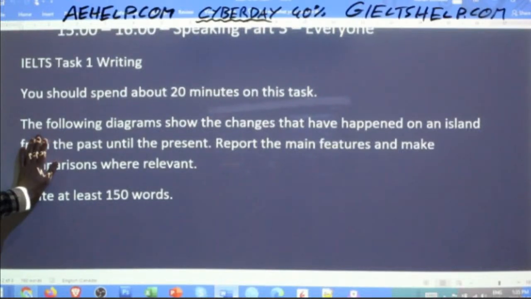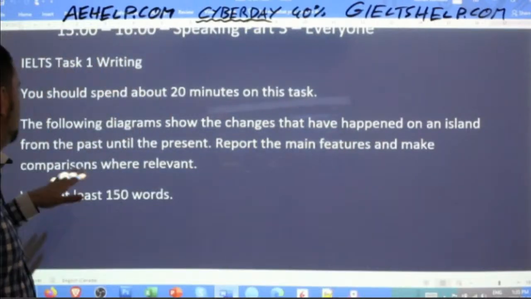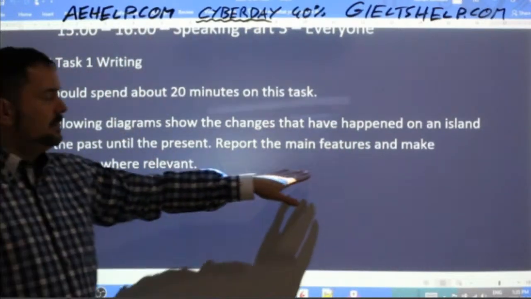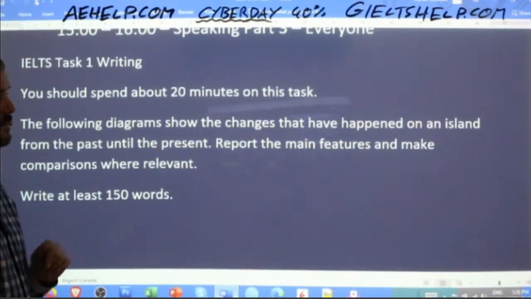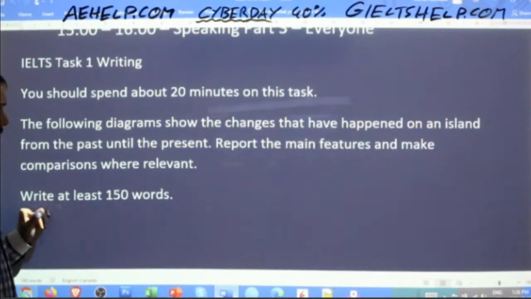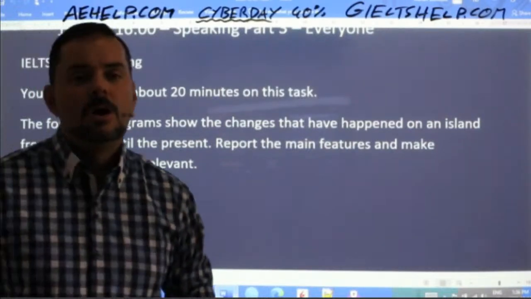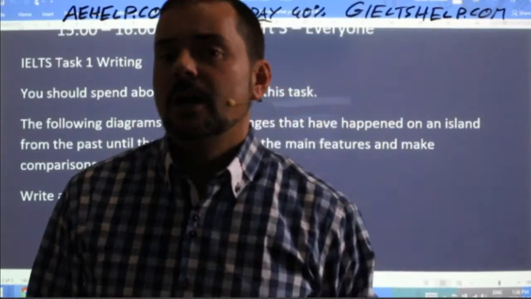Okay, here we go. The following diagrams show the changes that have happened on an island from the past until the present. Report the main features and make comparisons where relevant. This might be a familiar question to some of you. Write at least 150 words. So minimum 150 words. They do a word count on your writing.